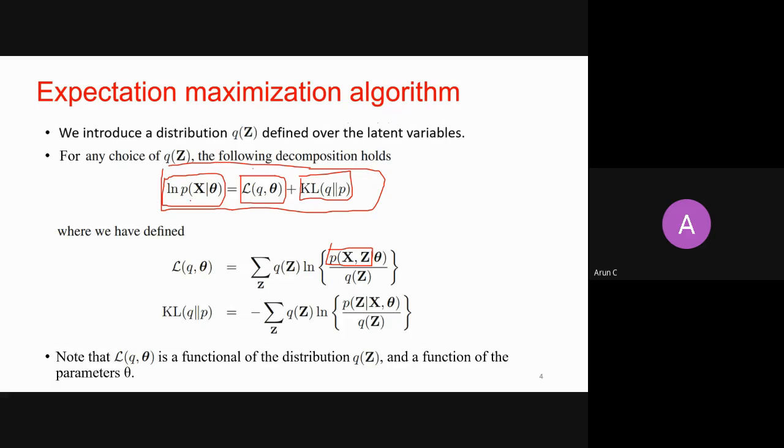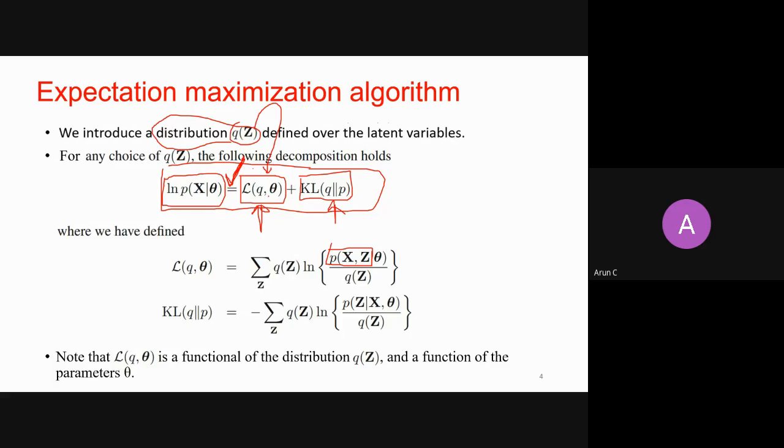So this equality says that the log likelihood function is always equal to this lower bound L plus the KL divergence between Q and P. And this Q is a distribution which we have brought on our own. We can choose it as per our convenience on this right hand side, and whatever this Q is, this equality will always hold. That's the point.